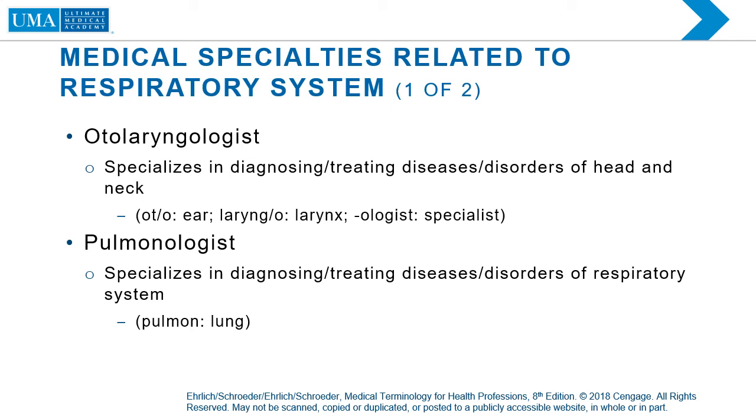We also have a pulmonologist. A pulmonologist is a physician who specializes in diagnosing and treating diseases and disorders of the respiratory system. Pulmono means lung, and ologist means specialist, or again, one who specializes in. We also have a thoracic surgeon, and a thoracic surgeon will perform operations on the organs that are inside our thorax or the chest, including our heart, lungs, and esophagus.